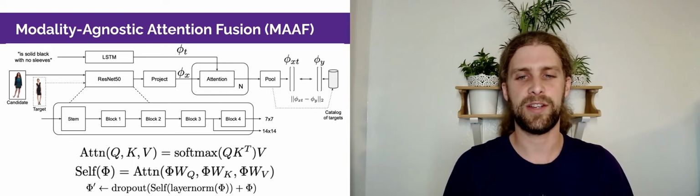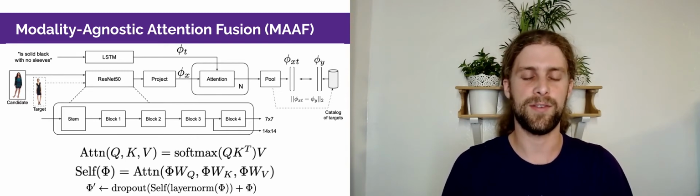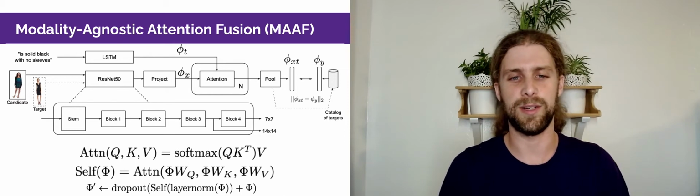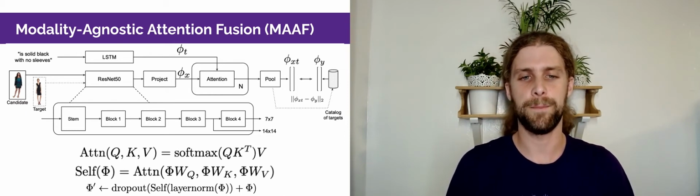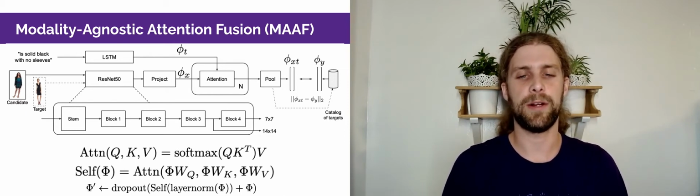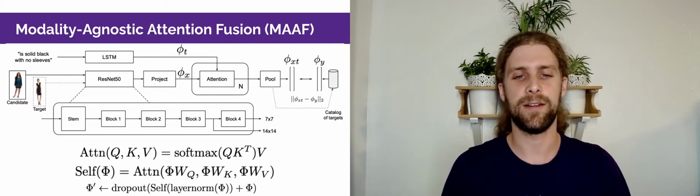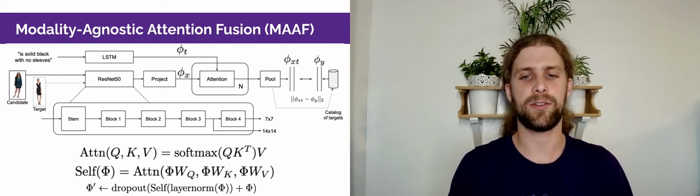In this example, the 6 words "is solid black with no sleeves" give 6 LSTM outputs that are then concatenated with 7 times 7 plus 14 times 14 image vectors to give a sequence of length 7 times 7 plus 14 times 14 plus 6, or 251. Attention layers operate on this concatenated sequence, then we pool over the resulting 251 vectors to get the final representation. The whole thing is trained end-to-end with the batch-based softmax cross-entropy loss.